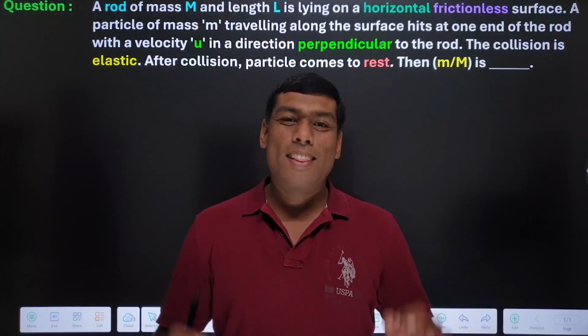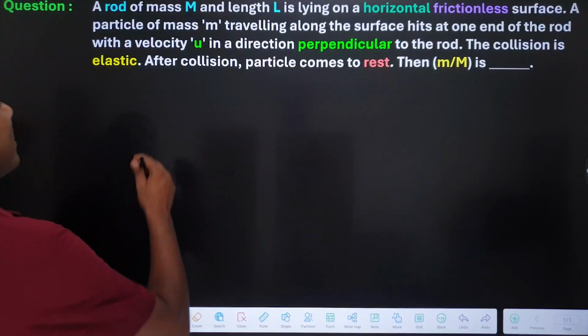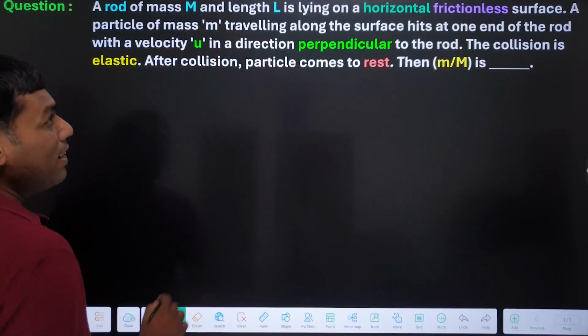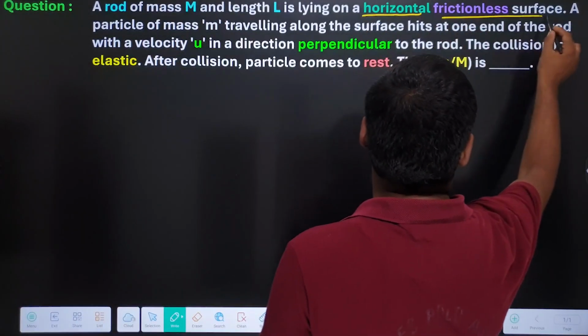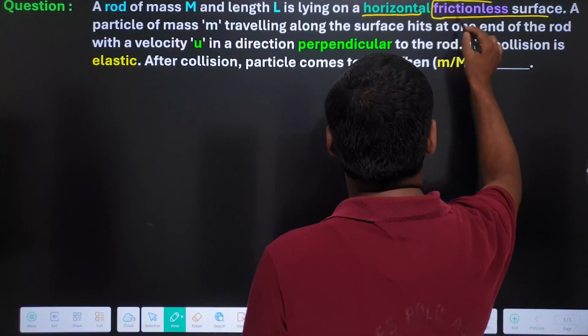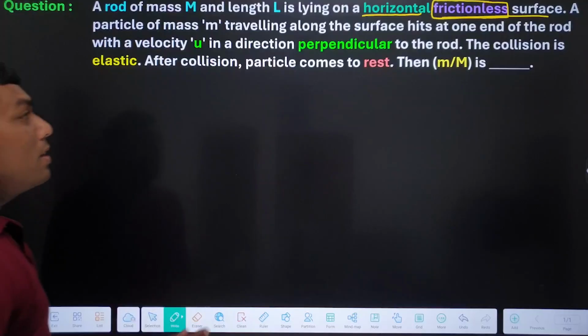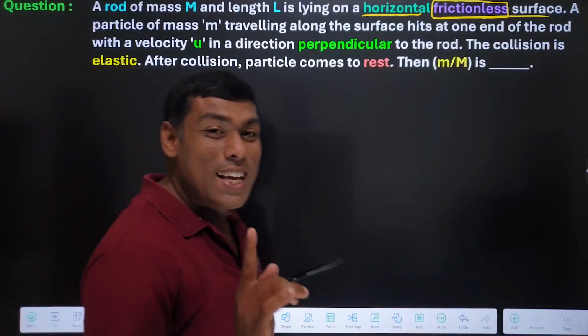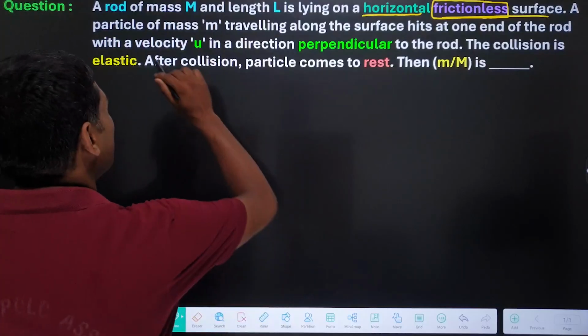Hello everyone, this is a brilliant question of the elastic collision. Here is a rod having mass m and length L, lying on a horizontal frictionless surface. It means we have to neglect friction, there is no friction. So we are going to conserve the linear momentum of the rod plus particle system.